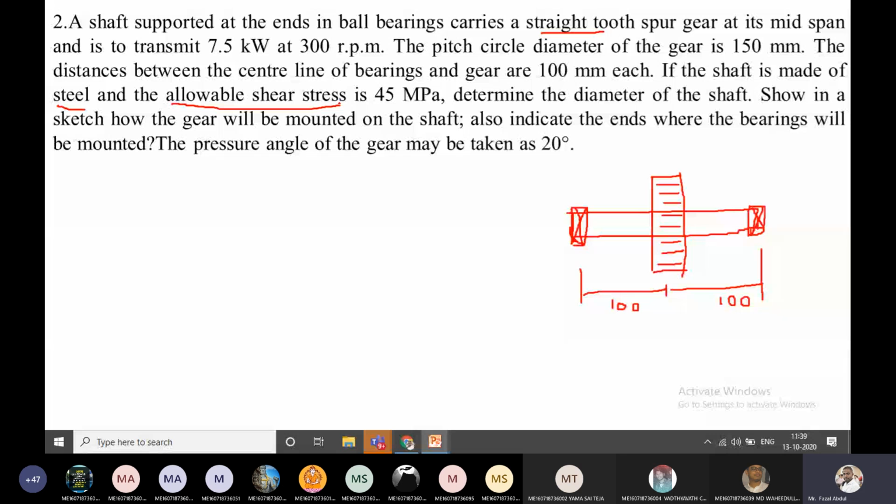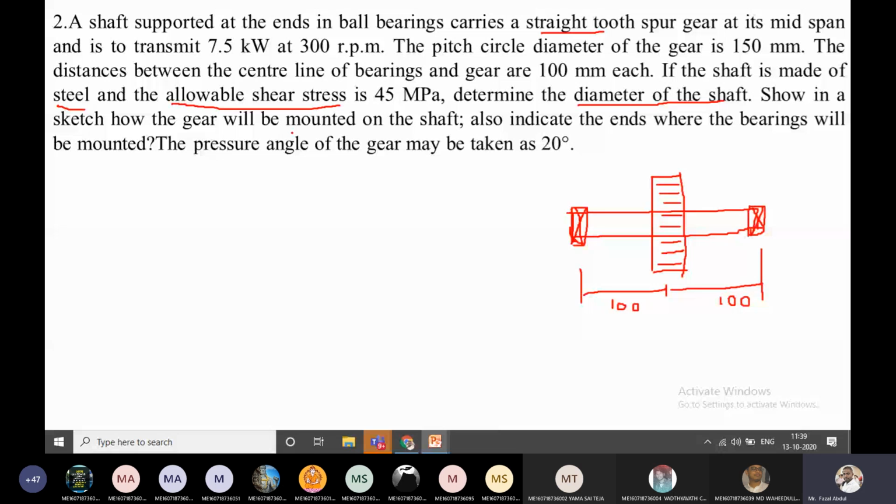For the diagram, in some situations you also have marks. Diagram representation is very important in some situations like this, particularly when the question mentions it: also indicate the ends where the bearings will be mounted, and the pressure angle may be taken as 20 degrees. Now, what is being asked is to calculate the diameter of the shaft.